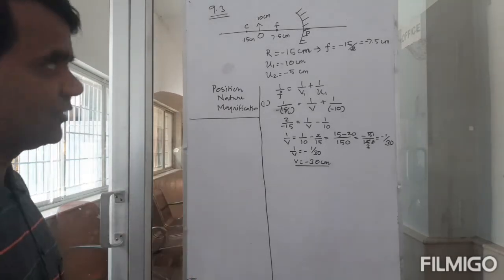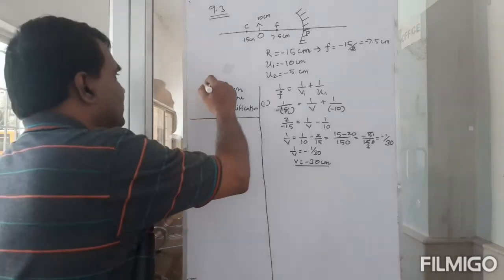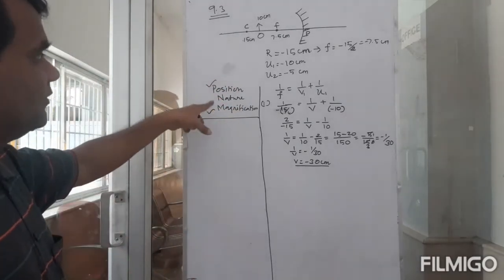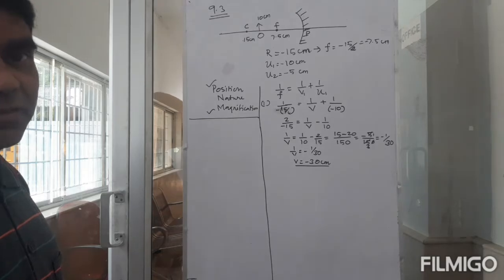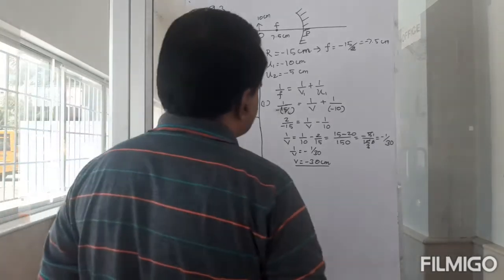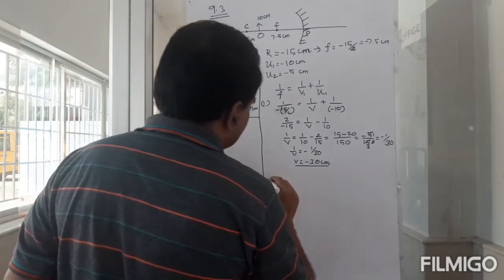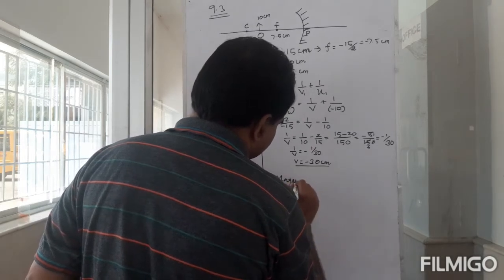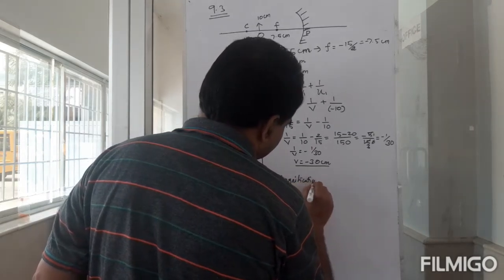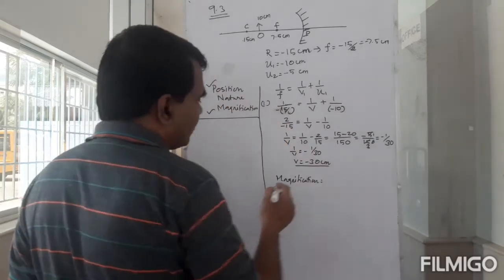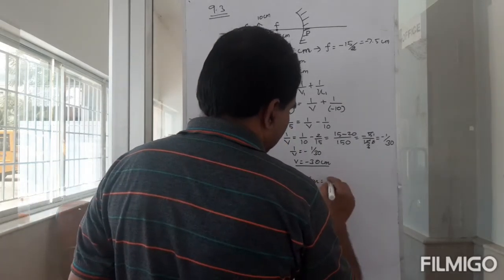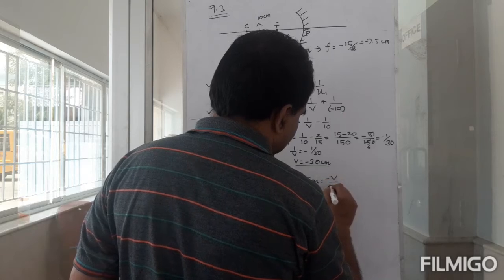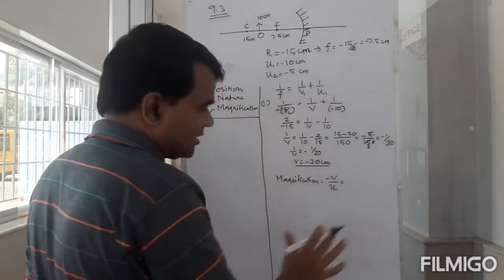First, let me do the magnification. The third. I've done this. I will do this. Then I can find with the sign whether it is an inverted image or an erect image. Okay, so what have we got here? The magnification is equal to minus v by u. Again with sign.